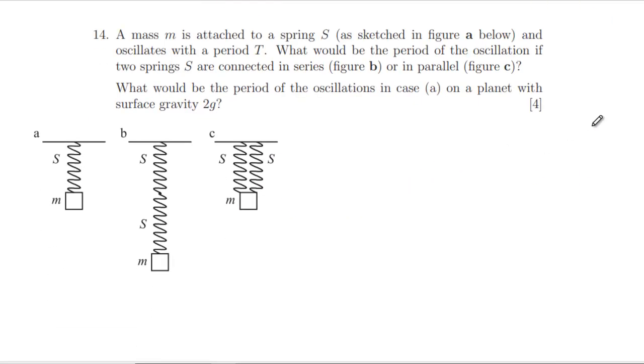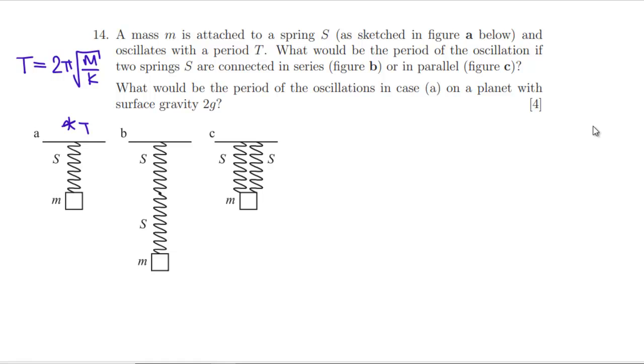Right, masses on springs. Mass M is attached to spring S as sketched in A. So that's that one. If it oscillates for a period T, what would be the period of oscillation if we've got 2 in series or 2 in parallel? Okay, we've got a potential issue here because not everyone is going to remember that the period of oscillation of a spring is 2π√(m/k).